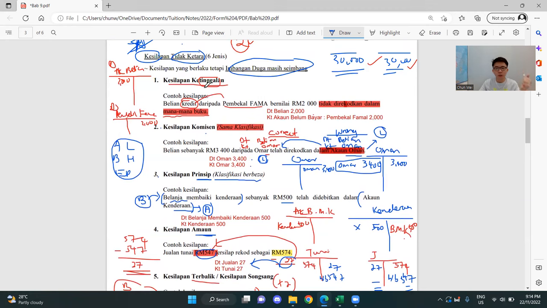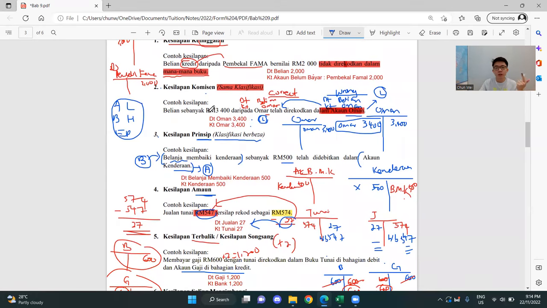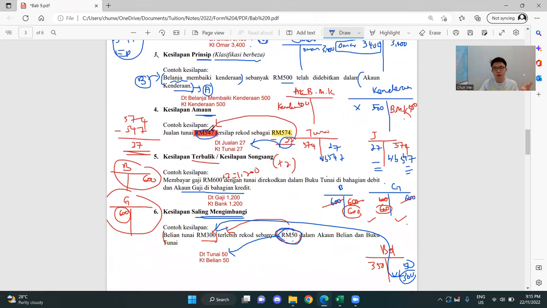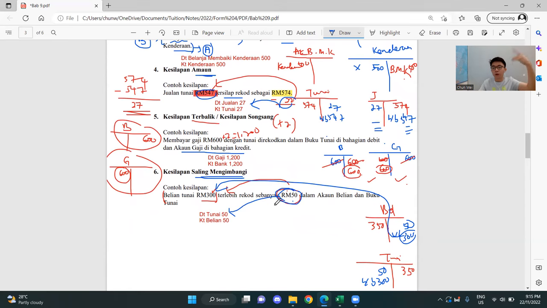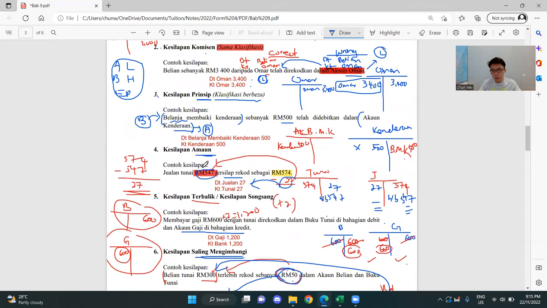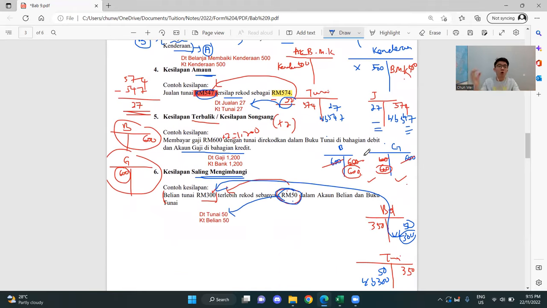Okay, so whenever you want to know about ketinggalan, they will tell you there is a lupa di record dalam mana-mana buku. Okay, commission, they will say, oh, salah record, okay, for what account, Omar, or something, another similar name punya, okay, Shafira become Shafi, something like that. Then the one is commission. But then if it is from a different classification, from belanja to asset, other asset to belanja, then there is a kesilapan prinsip. Okay, they will give you two amounts, and they say the silap record. Then this is the amount. Then terbalik kesilapan is salah debit credit. They dua tu terbalik. Then lastly, the saling mengimbangi is they straight away tell you terlebih record berapa atau terkurang record berapa. And then after, other than this one, then you have to know the concept lah. Okay, like should I debit or credit the account?